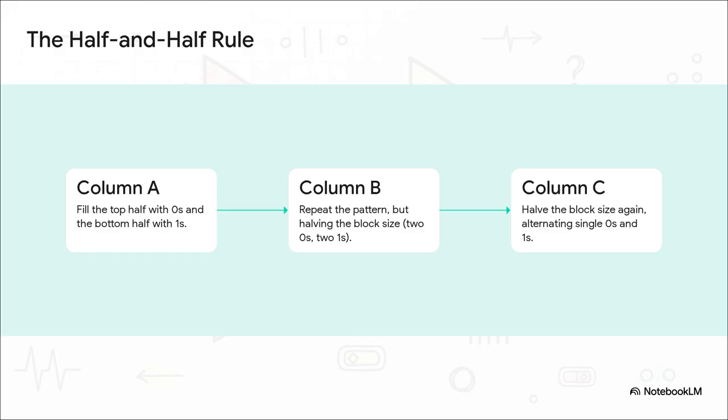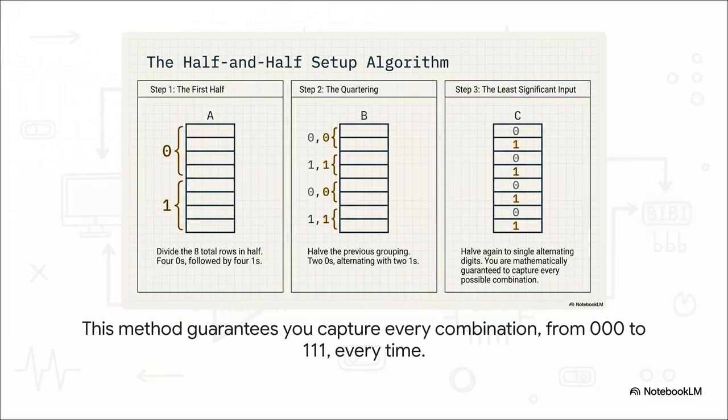Then for the next column, B, we just have that pattern. So 2 zeros, 2 ones, 2 zeros, 2 ones. And for the last column, C, you guessed it, we have it again, and just alternate 0, 1, 0, 1, all the way down. And check it out. This is the result. Without having to think or double-check, we are guaranteed to have every single possible combination, from all zeros to all ones, laid out perfectly.